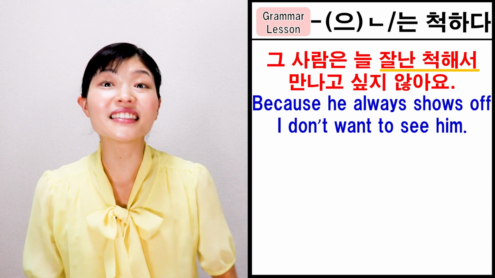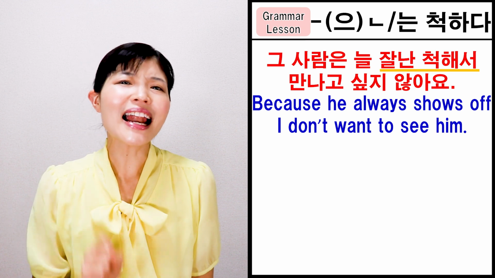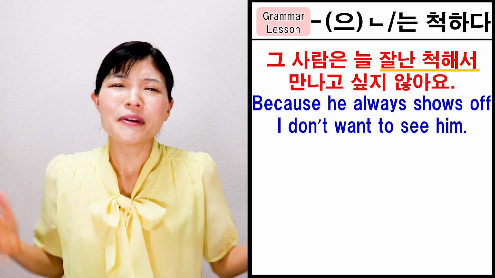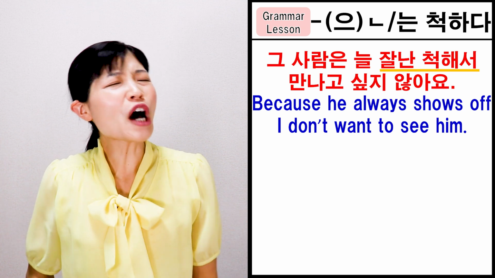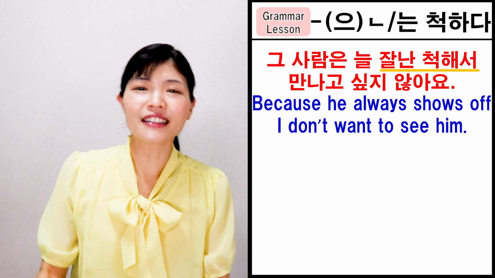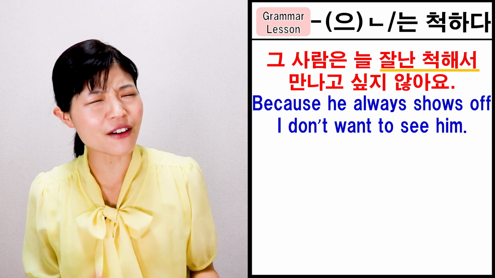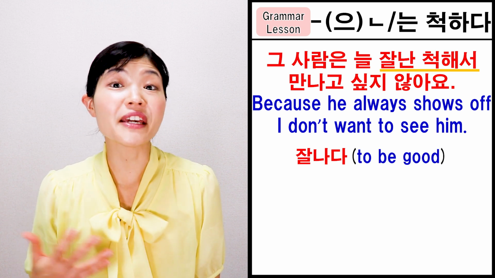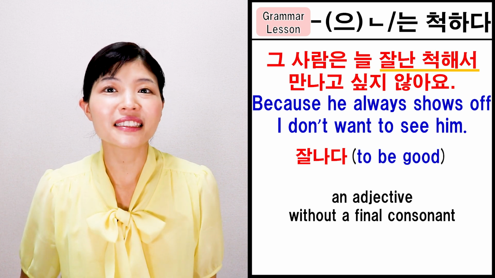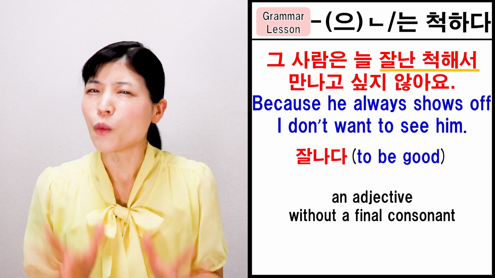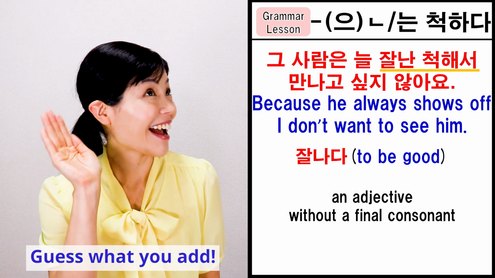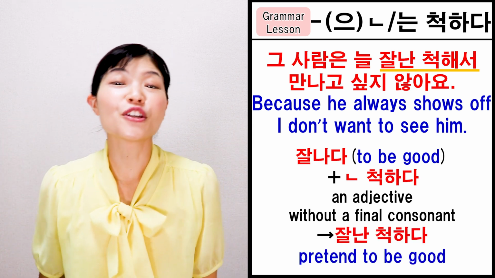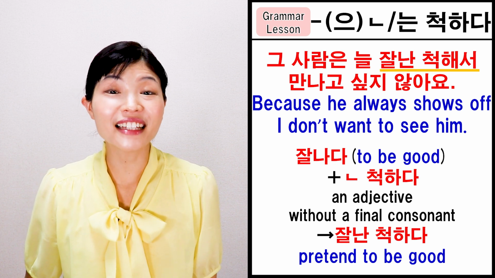The next sentence is also very useful. 그 사람은 늘 잘난 척해서 만나고 싶지 않아요. Because he always shows off, I don't want to see him. For sure, there is always someone who makes you uncomfortable, right? Here, do you know the word 잘나다? It means to be good. It is an adjective which does not have a final consonant. So what do you have to add? ㄴ 척하다. Yes, you're smart. So you make 잘난 척하다, pretend to be good.